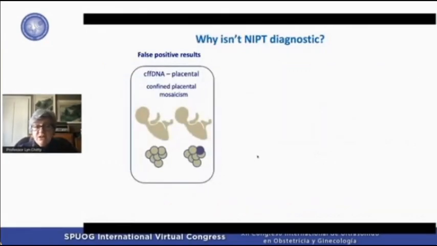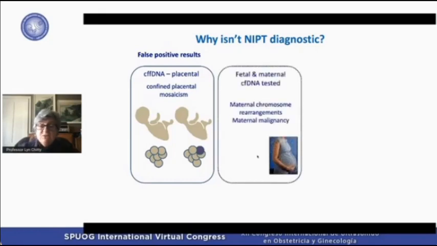Well, partly because the cell-free fetal DNA comes from the placenta, and therefore it's associated with confined placental mosaicism, so cell lines which grow in the placenta and are not represented in the fetus. It's also because when we are testing the maternal plasma circulating cell-free DNA, we're testing the maternal and the fetal DNA together. Therefore, we can detect maternal chromosome rearrangements and things like maternal malignancy. And particularly for the sex chromosome abnormalities, we may detect the fact that the mother herself is a carrier or it does have a sex chromosome anomaly or maybe a mosaic.